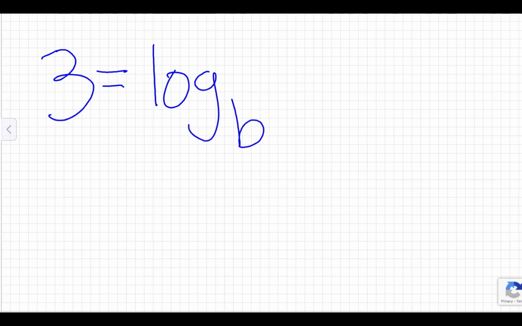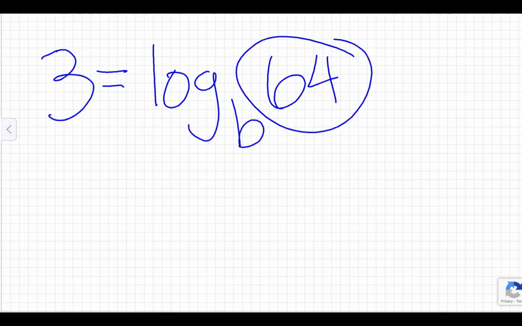Okay, we're going to try a slightly different problem, but it uses the same logic, just a different approach. We're going to try 3 equals log base b of 64. This time we don't know b, but we know x, which is the answer. So we know that 3 is the exponent, b is the base, and 64 is the actual answer, not of the logarithm form, but of the exponential form.